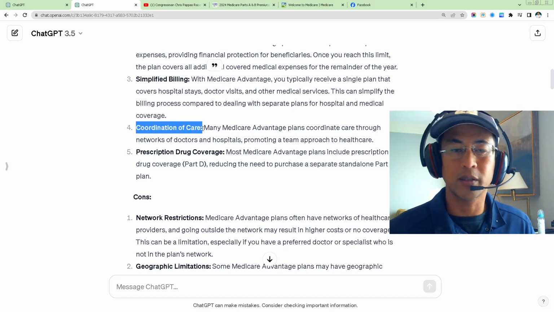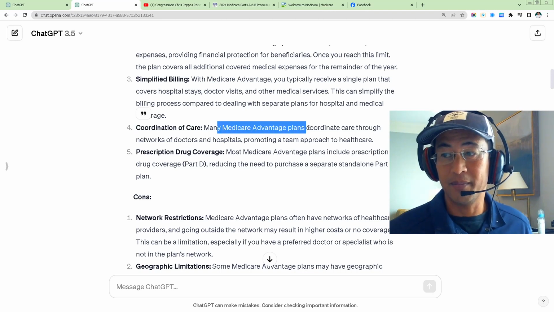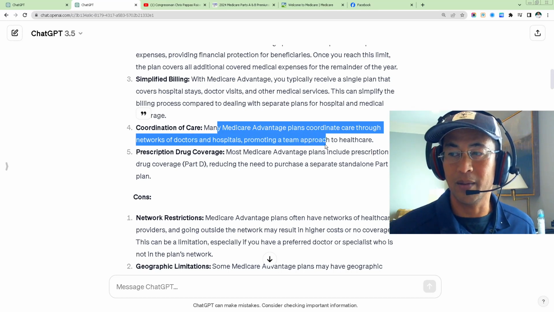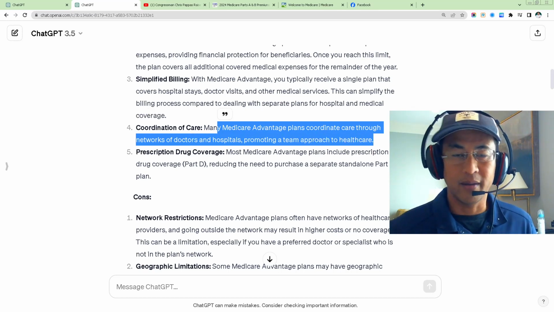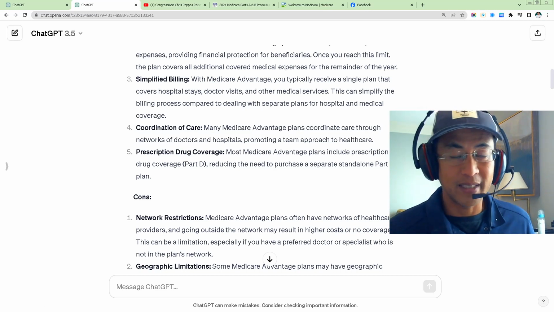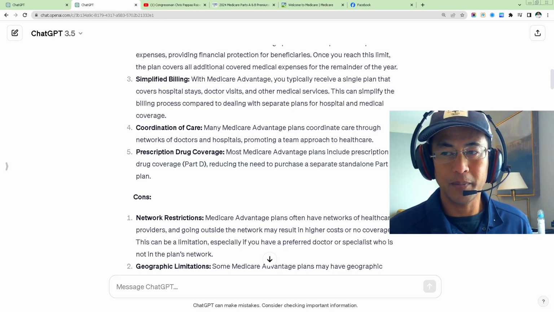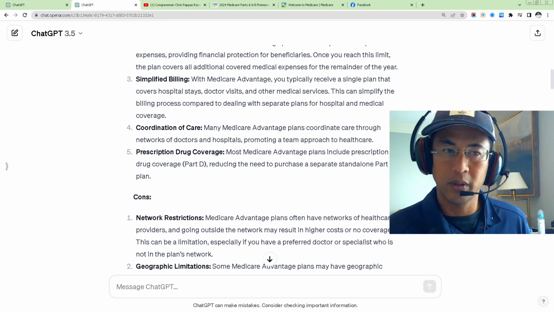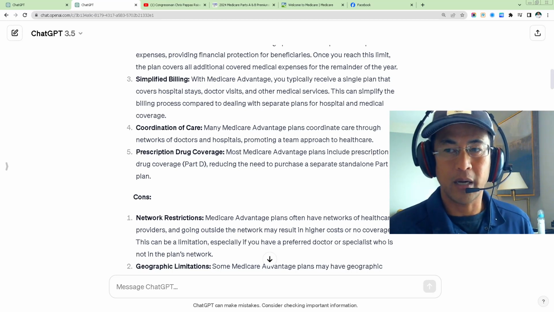Coordination of care. Yes, coordination of care. Many Medicare Advantage plans coordinate care through a network of doctors, hospitals, promoting a team approach to healthcare. We all know about the network: HMO, PPO, MSAs, private fee-for-service. These are all network-based service areas. The biggest thing is, are you within the service area? So the coordination of care is within a service area, and that could be a pro if you don't travel and just go to the same doctors, and if your doctors are in the network, that could be a pro.